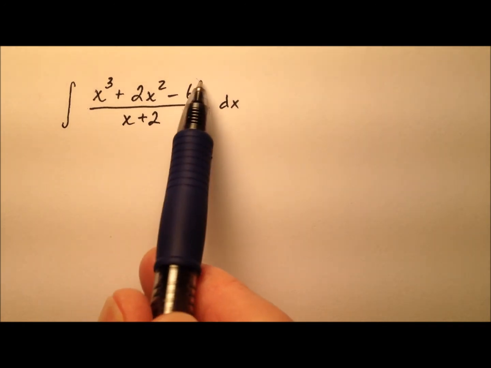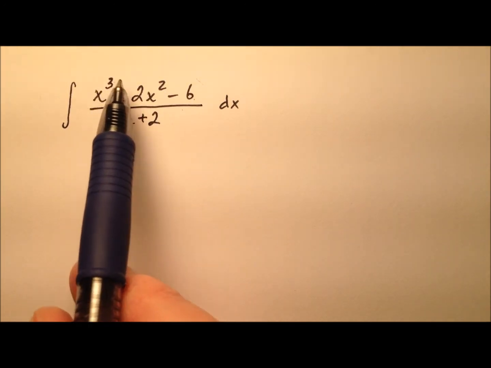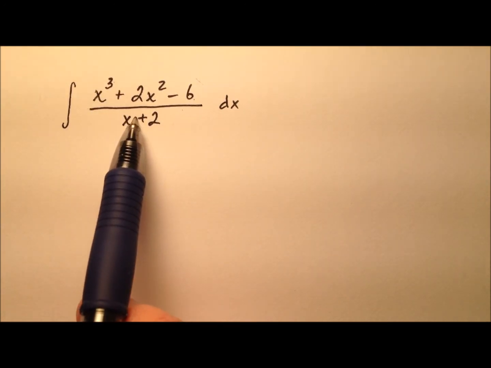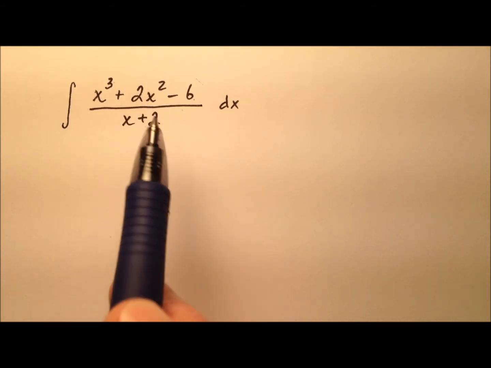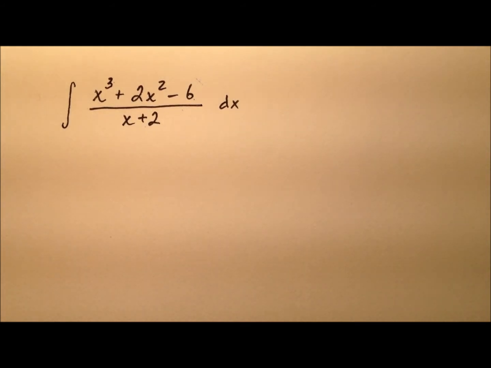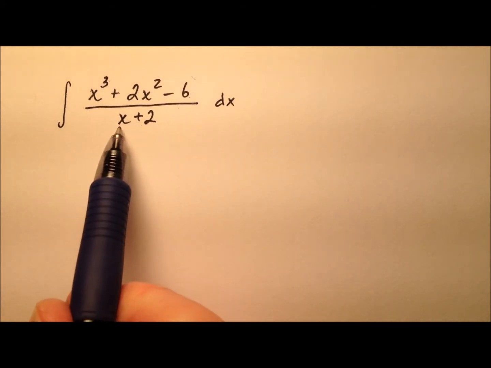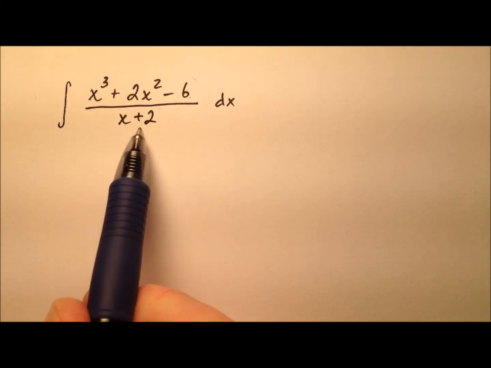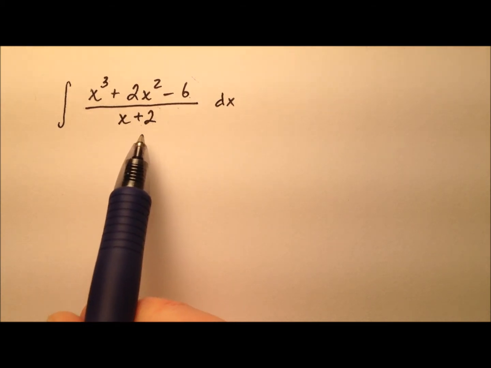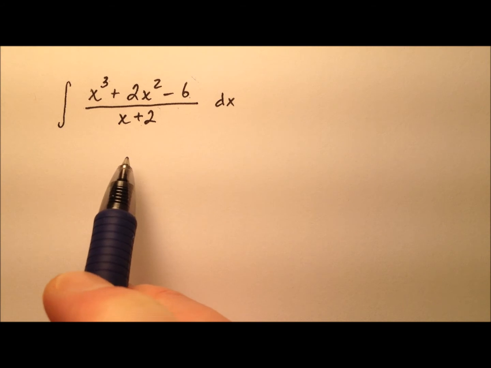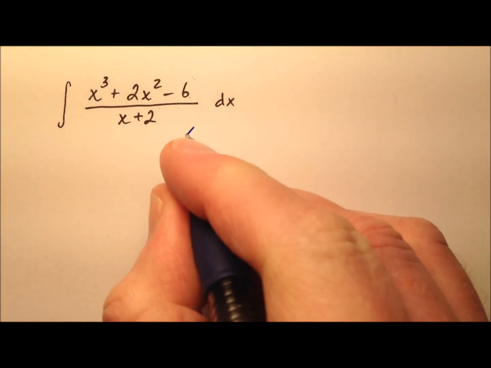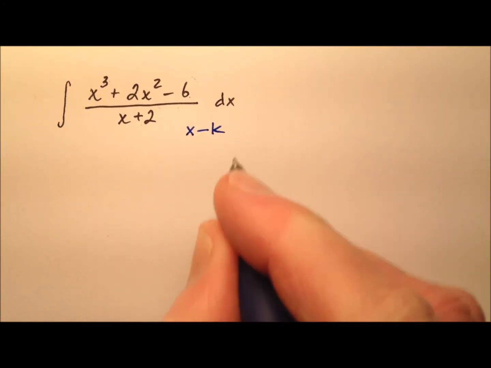But I do notice that the degree of my numerator is 3 and the degree of my denominator is 1. I could consider actually doing this division, seeing what I have and trying to integrate it from there. So let's go ahead and do that. And we're going to use synthetic division since my denominator is simply a linear binomial. And remember, using synthetic division requires our divisor to be in the form x minus k.